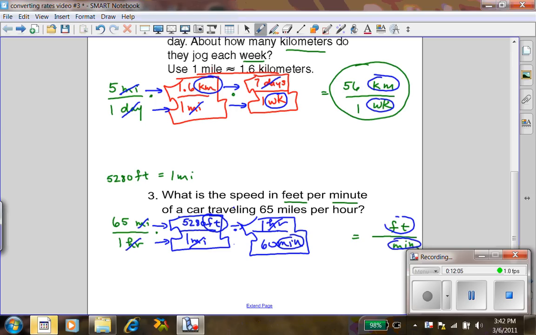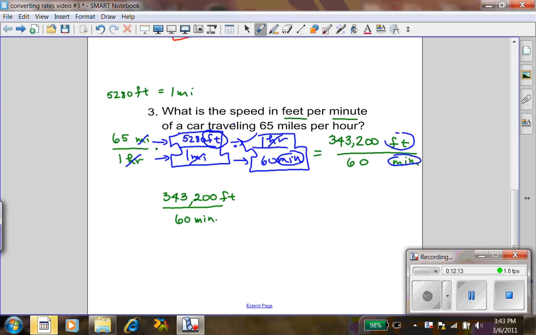So go ahead and pause me, do your multiplication, and then come on back in just a minute. Okay, so once you multiply 65 times 5,280 times 1, you should have come up with 343,200 feet per 60 minutes on the bottom. So that is an answer, but it's kind of a messy answer. And the question said, what is the speed in feet per minute? So what they're really asking is, how many feet does the car go in 1 minute? So we need to clean this up a little bit.